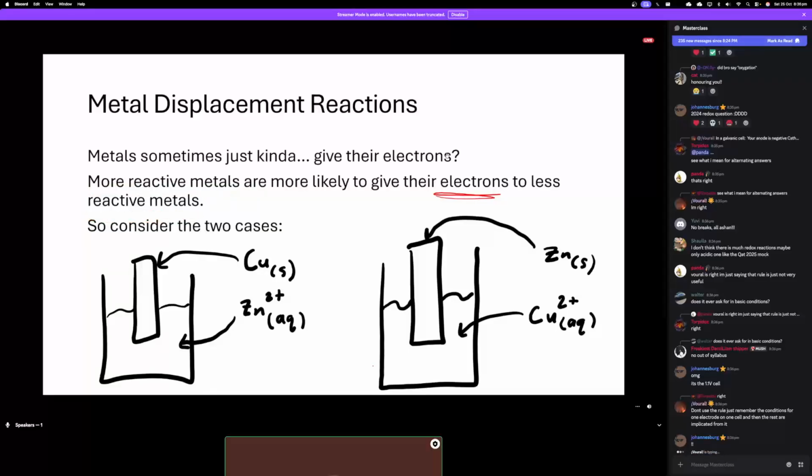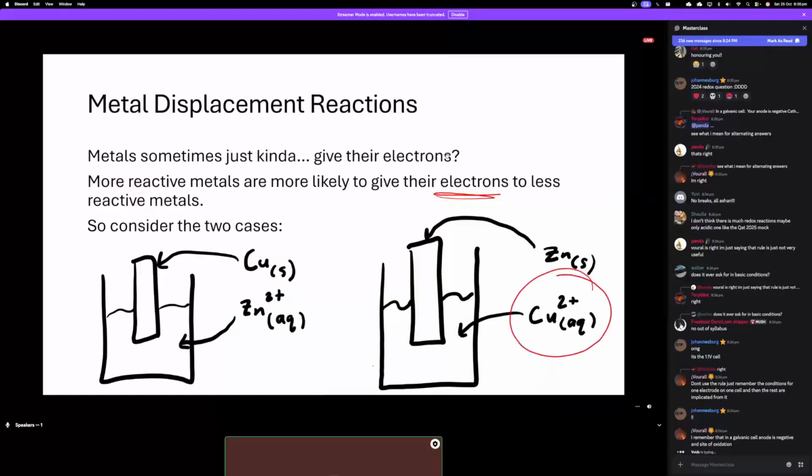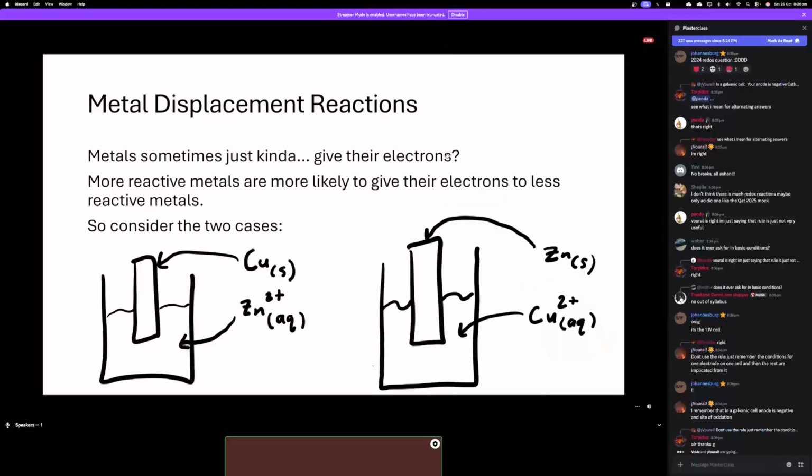So here I have a copper metal placed in a zinc ion solution, and here I have zinc metal placed in a copper ion solution. Obviously, only one of these can take place, right? But which one? That's what I want to figure out. So I want to know which one is more reactive.